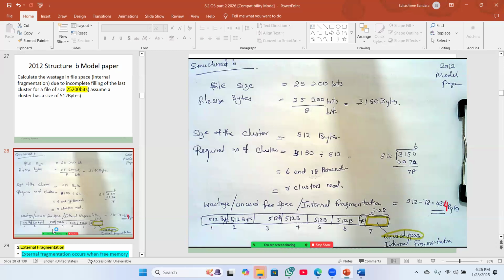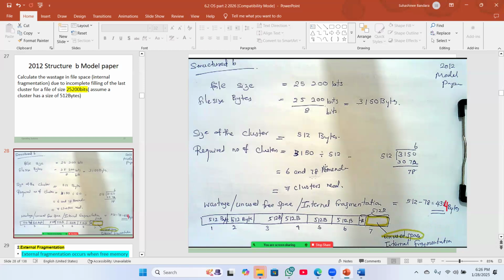So we divide 3,150 by the size of the cluster, then we can find the required number of clusters. So we need 6 clusters and 78 remaining. So 78 remaining means we need 7 clusters. So when we use 7 clusters, there will be extra unused free space. 512 minus 78, we will get the internal fragmentation occurring here.